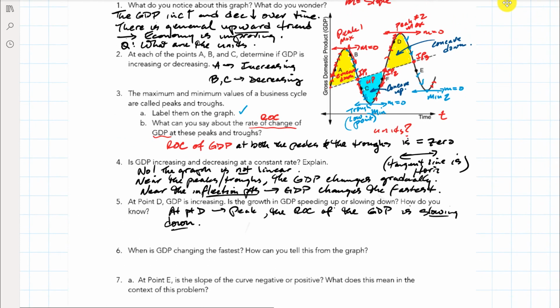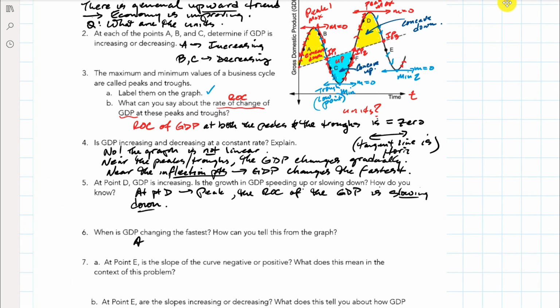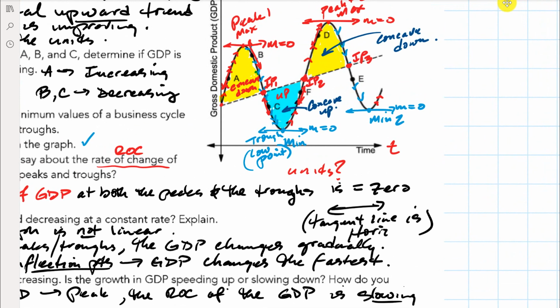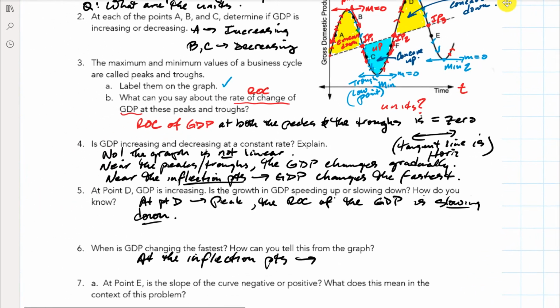So let's write that down. That's the GDP changes the fastest at the inflection points, which we discussed earlier. So when is that happening on the graph? If you go back up here, the first inflection point is between B and C. So if you're at point B, between points B and C, it's going to change the fastest at the first inflection point, and then between F and D, and then right before point E, you also have a point where it's going to be changing the fastest.